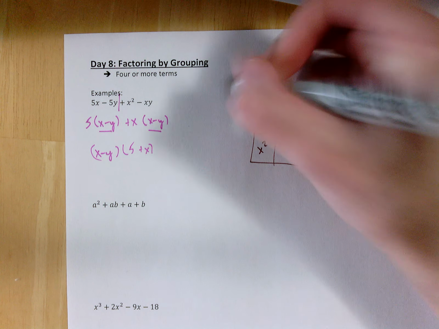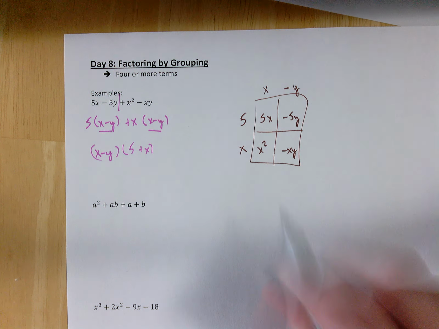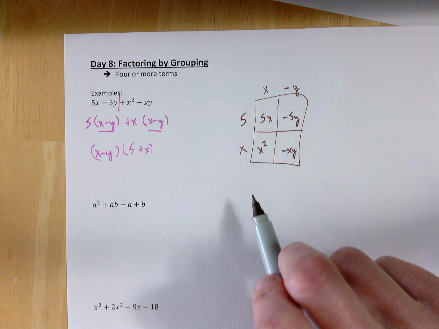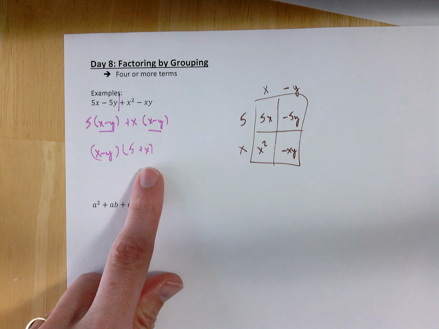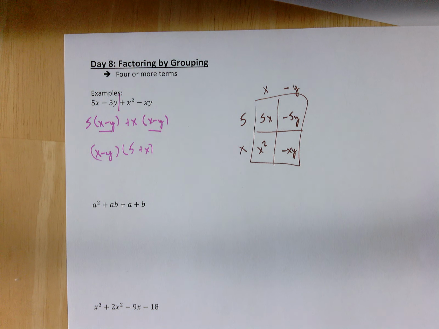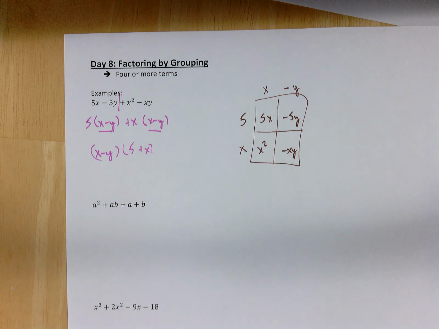These ones, common factor is 5. These ones, common factor is x. And then the stuff that you have written on the edge of the box, those are your 2 factors. Here's the x minus y, and there's the 5 plus x. So you can set this up either way. Personally, I do it this way, but that way is also acceptable if that helps you organize.